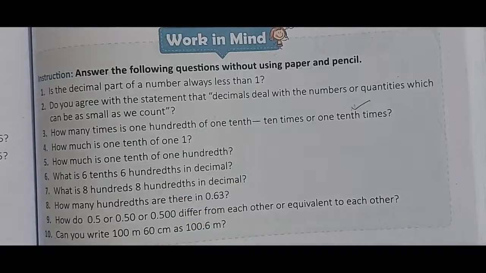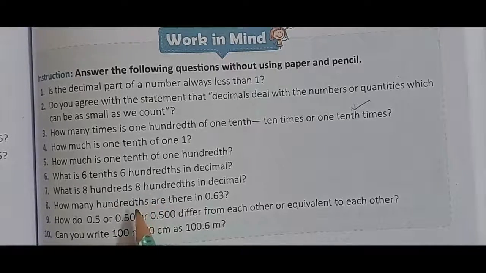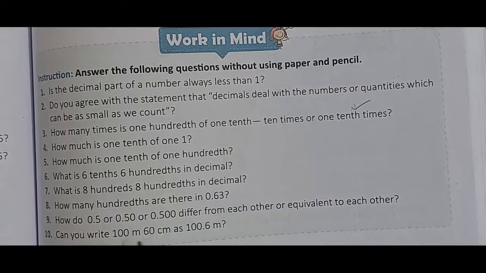Next question, what is 8/100ths in decimal? Between the point and 8 there is no other digit, so you have to put only zeros. The 8 comes in the second decimal place, so in the first decimal place you have to put a zero. So it is 0.08.